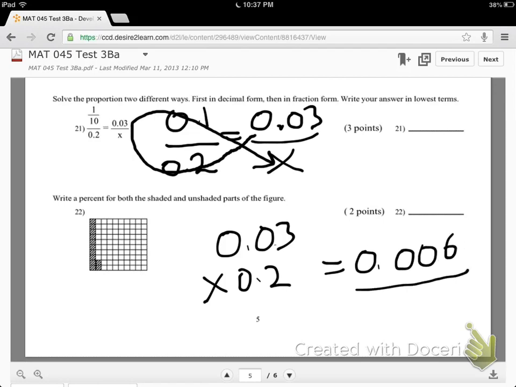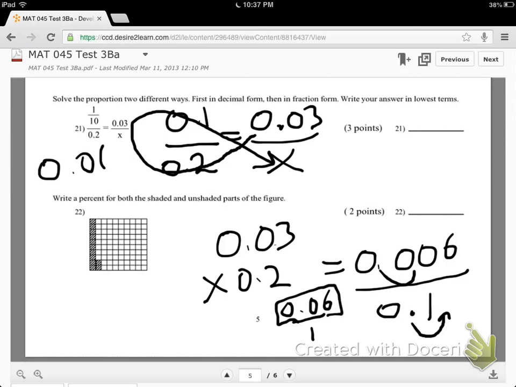Okay, I've still got to divide it by 0.1. Now this is just you doing this. If I move the decimal one place there, it becomes 1. Move that one place there, it's 0.06. Well, 0.06 divided by 1 is just 0.06. Okay, so that is the answer as a decimal.